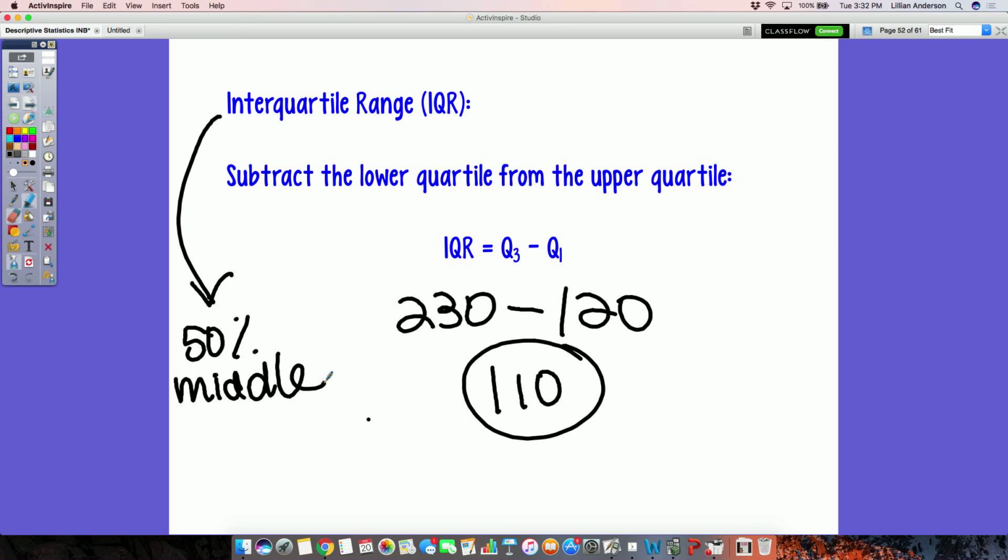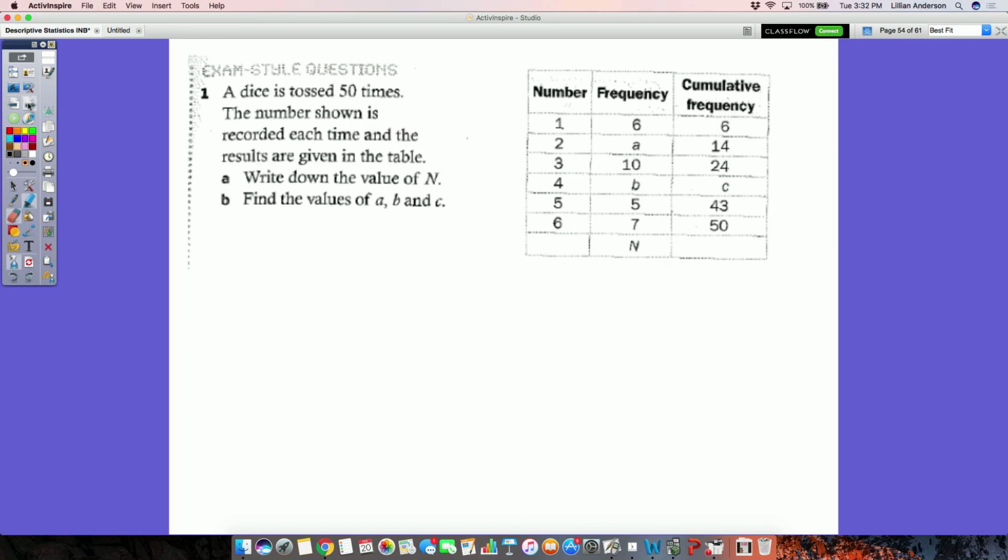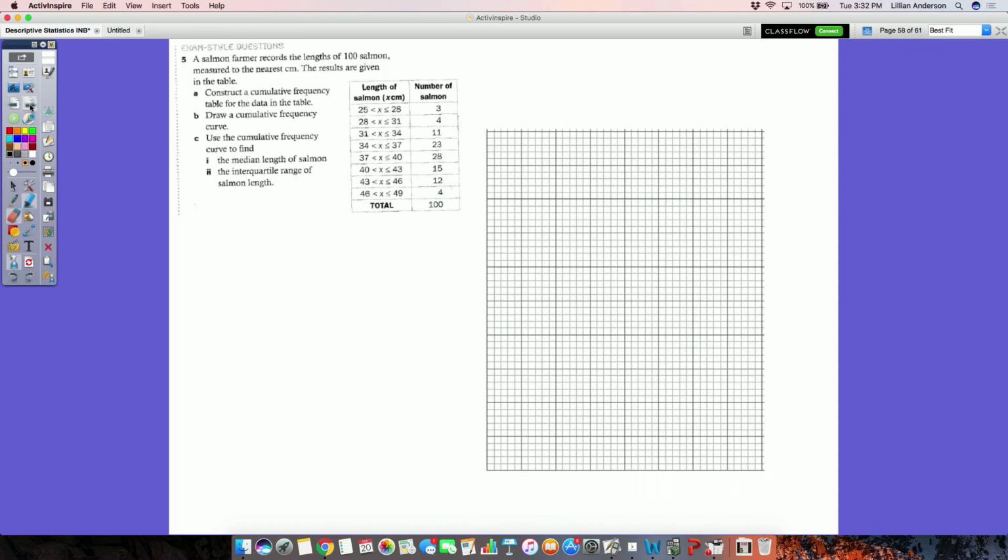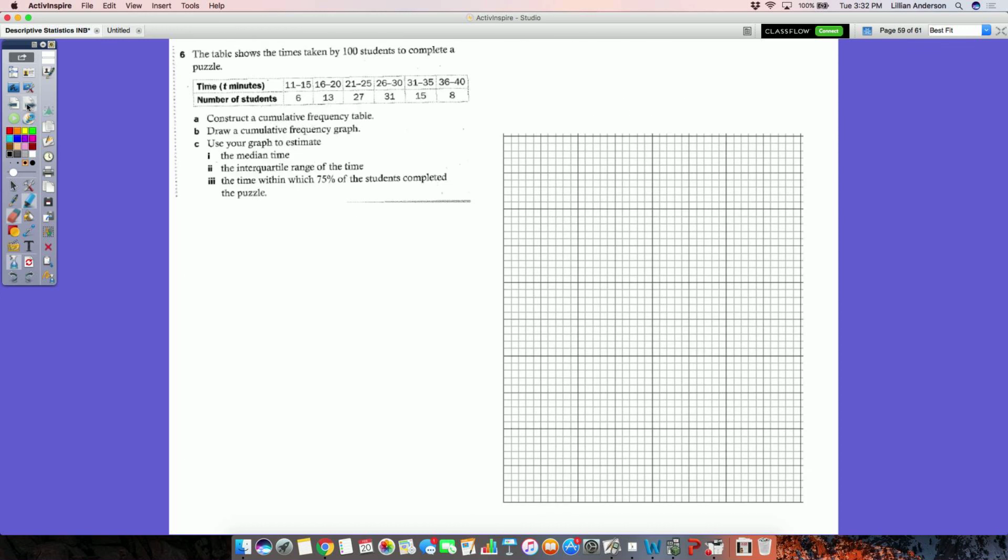So again, your homework is to do these last examples, all of the examples that were in your foldable. You are going to be drawing a lot of cumulative frequency curves so you can get the practice. And if you have any questions, please make sure you bring them to class the next time.